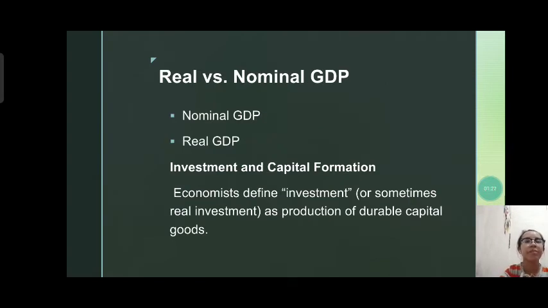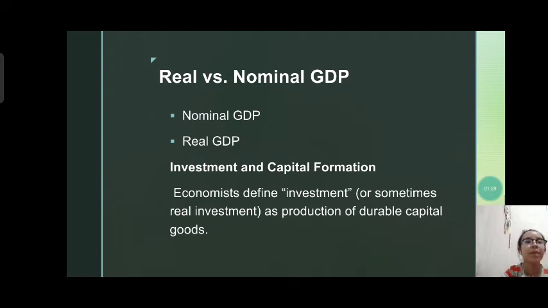Next is real versus nominal GDP. Nominal gross domestic product measures a country's gross domestic product using current prices without adjusting for inflation, while real gross domestic product measures a country's economic output adjusted for the impact of inflation.